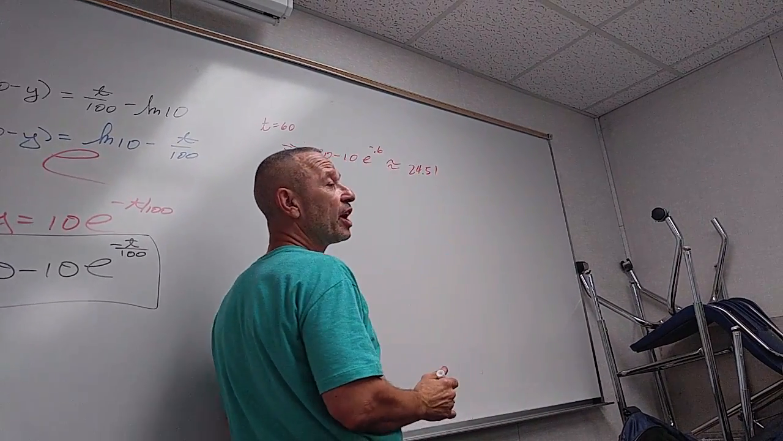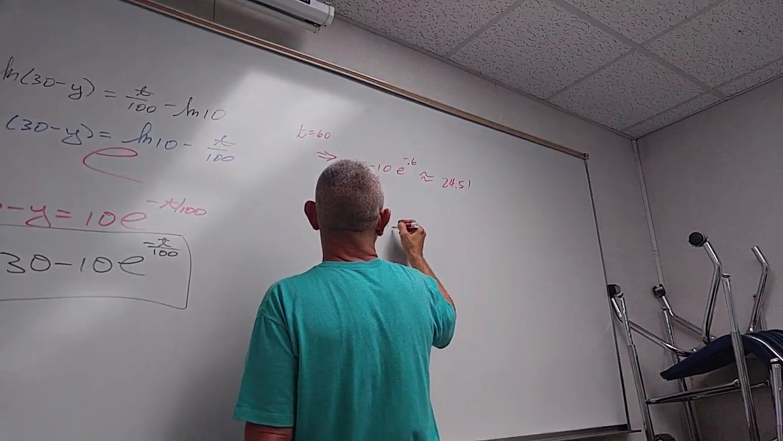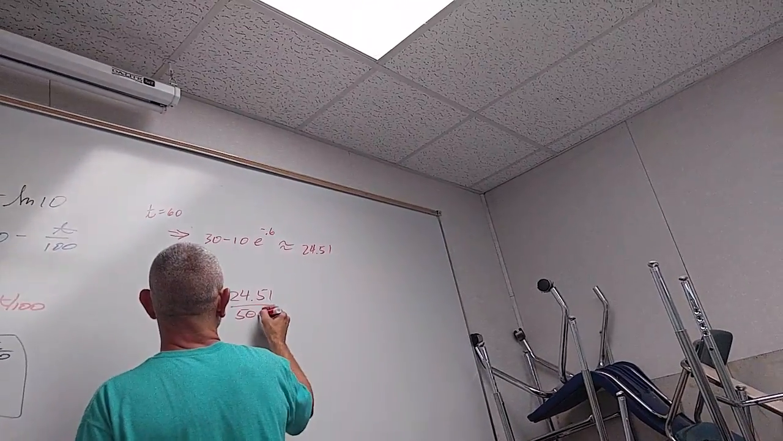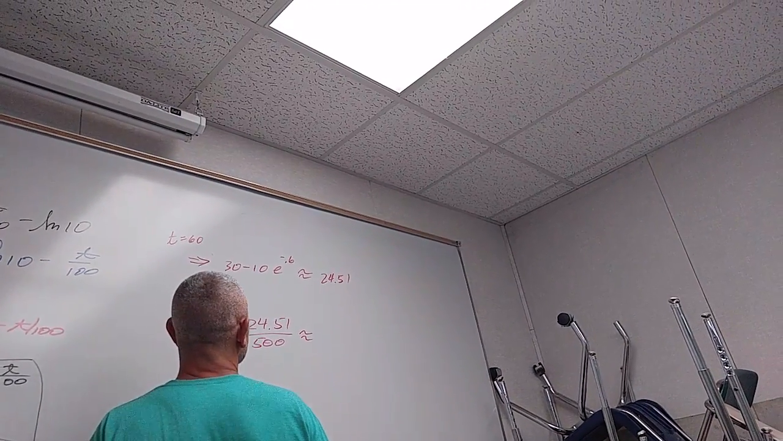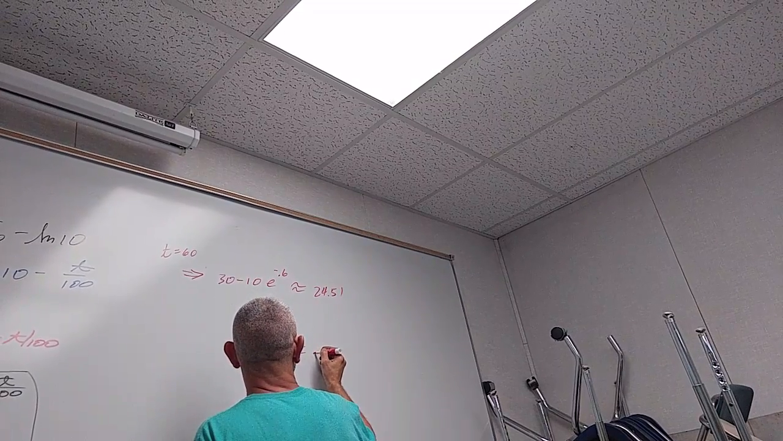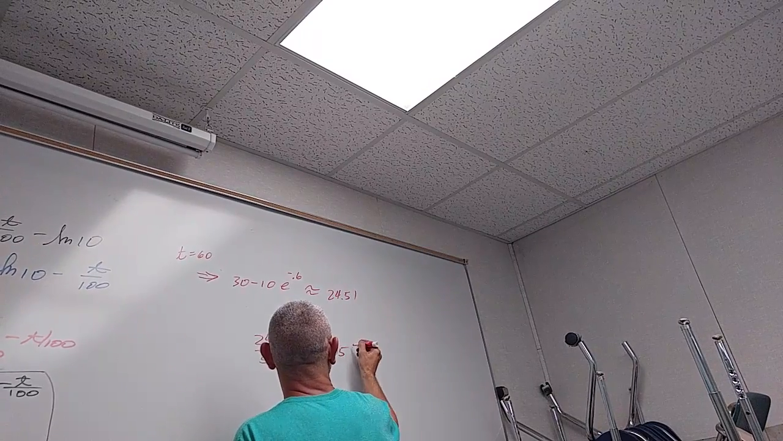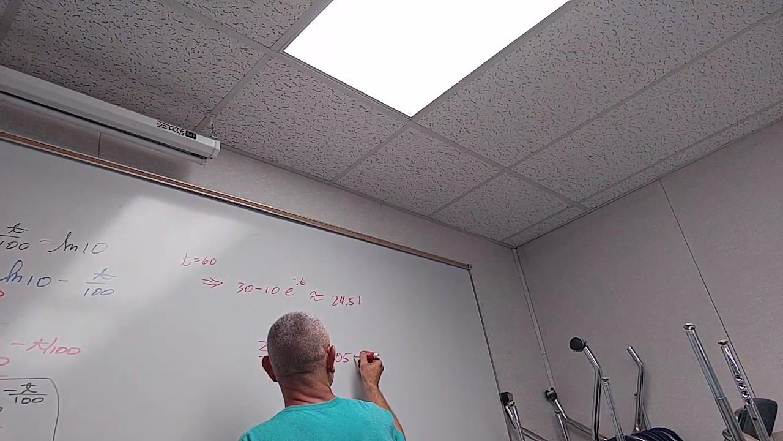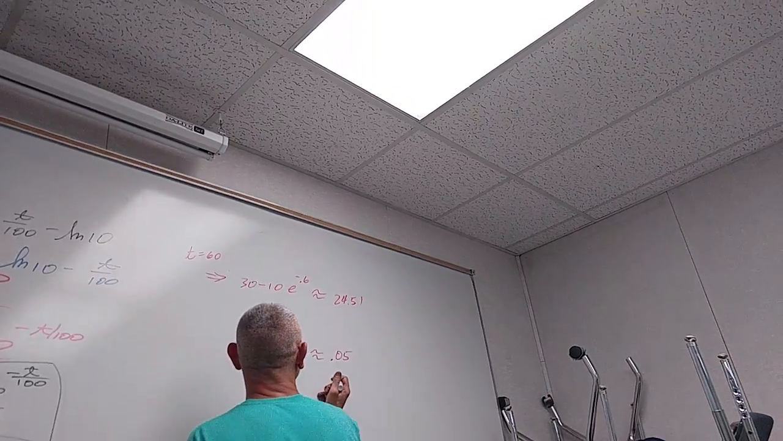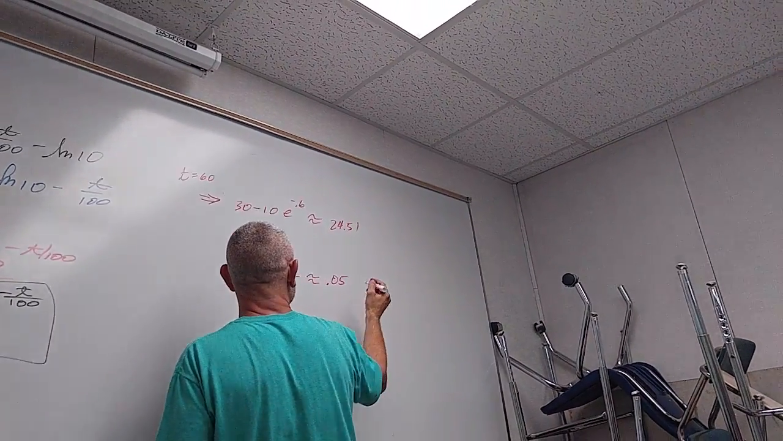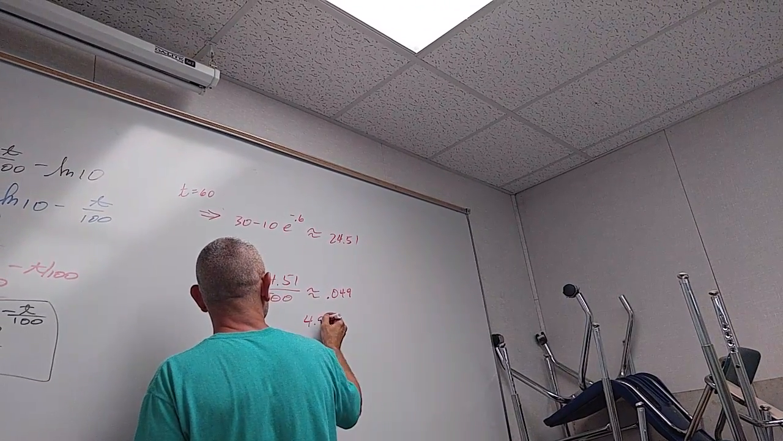They asked me for the percentage. So the percentage, then I got to say, well, what's the concentration? 24.51 out of 500. Calculators. 0.04, 0.05, more digits. It's actually 0.049. Oh, it comes out exactly 0.049023. So that would be 4.9%.